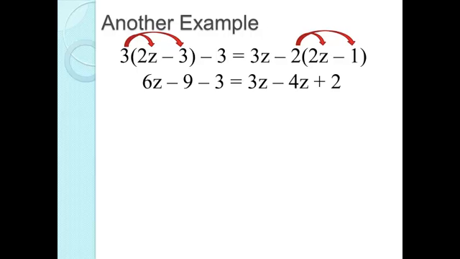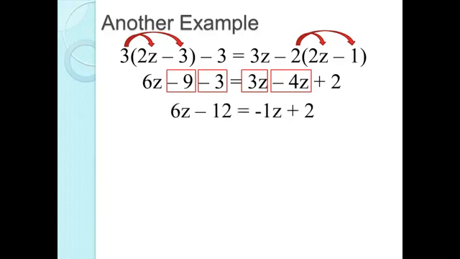Next, we need to look at our rewritten problem and see if there's anything we can combine together. On the left-hand side, we can combine together negative 9 and negative 3. On the right-hand side of the equation, we can combine together 3z and negative 4z. Remember, at this stage we are not moving any terms, we are just combining, so all signs will stay the same. Rewriting our problem, we have 6z minus 12 equals negative 1z plus 2.